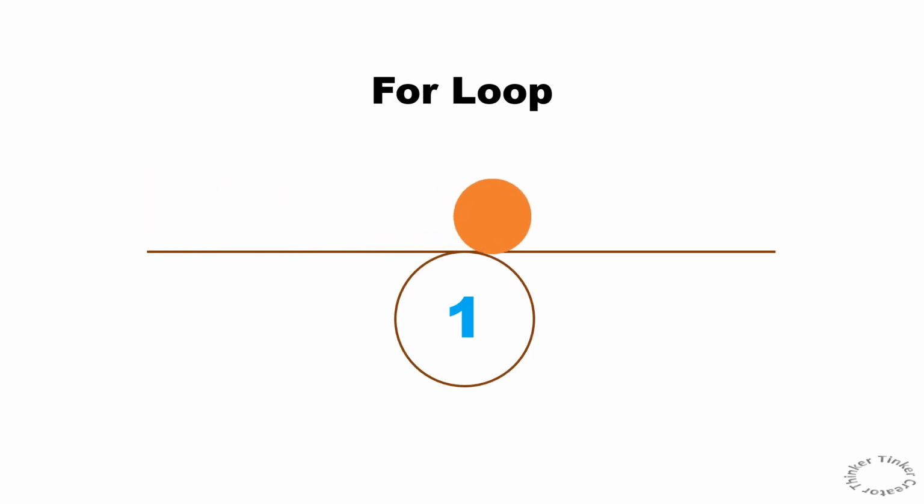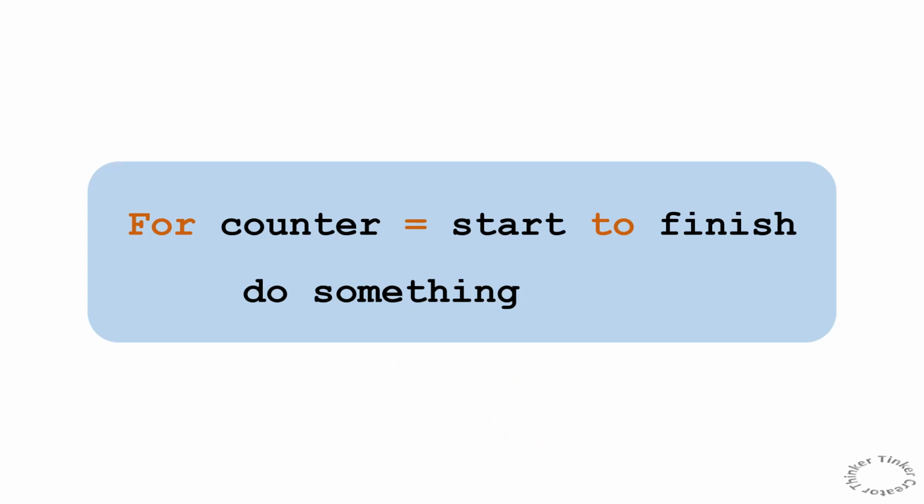If you know the exact number of repetitions, use the for loop. In general, the for loop statement looks like this. Start to finish indicates the number of repetitions. Counter is a variable that counts the repetitions.